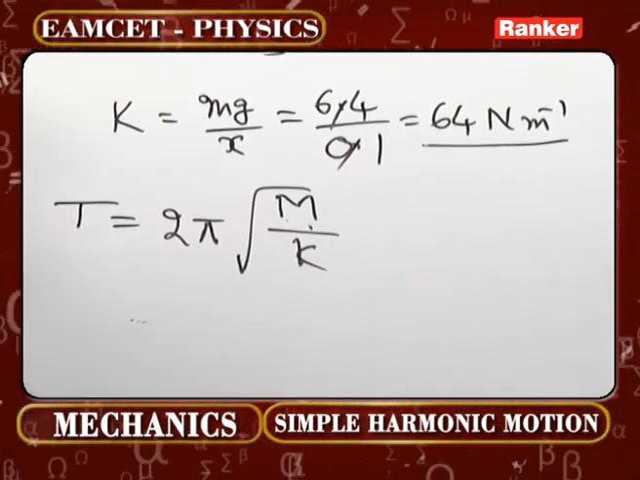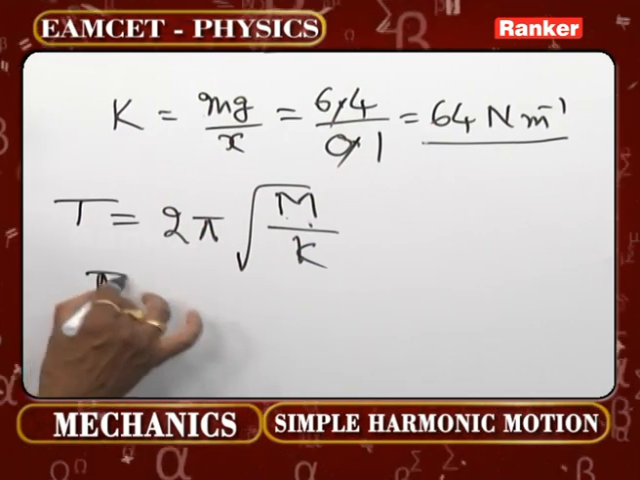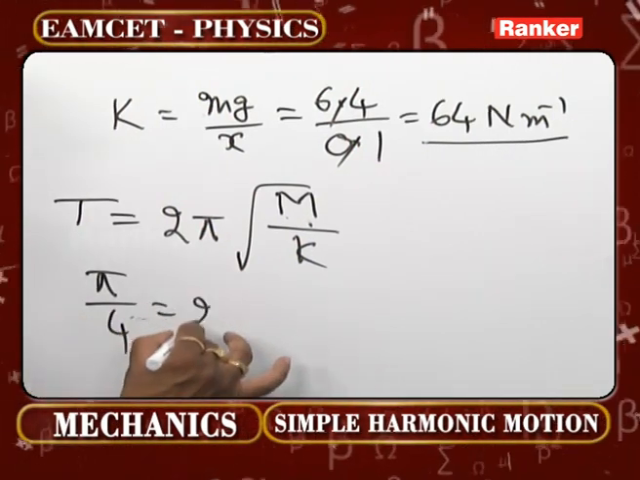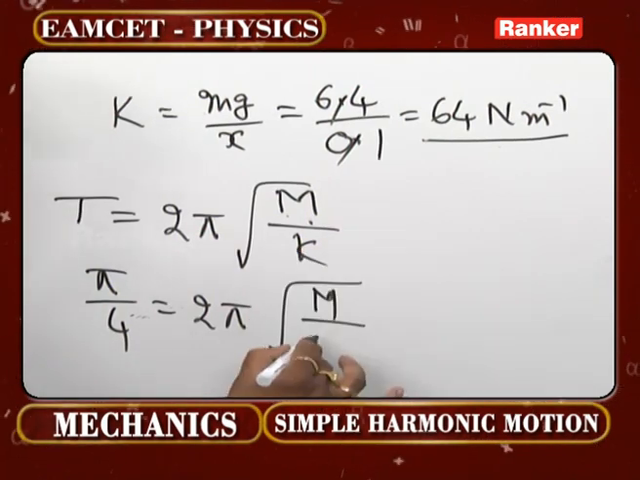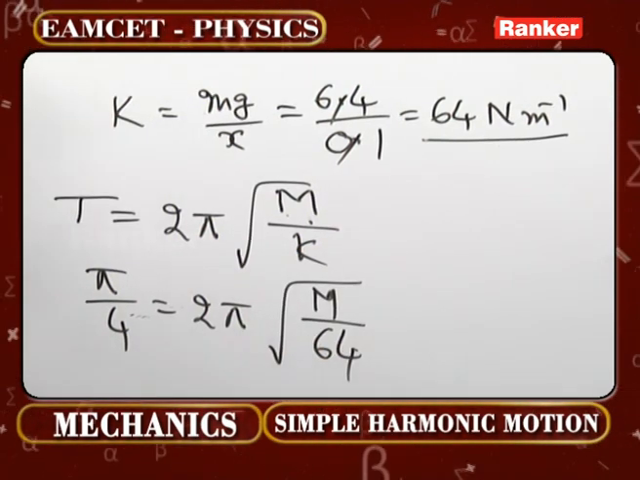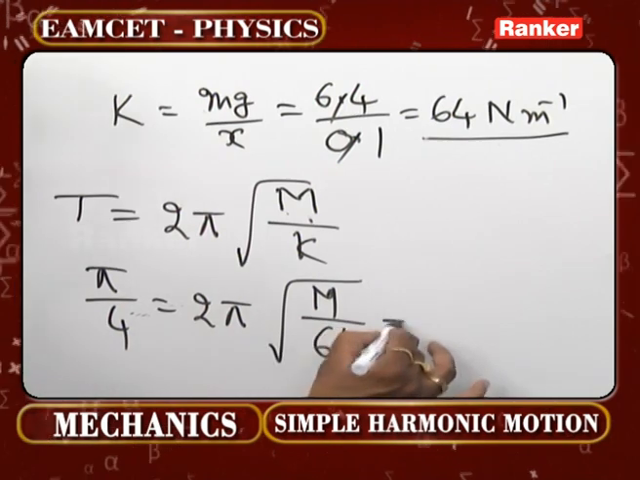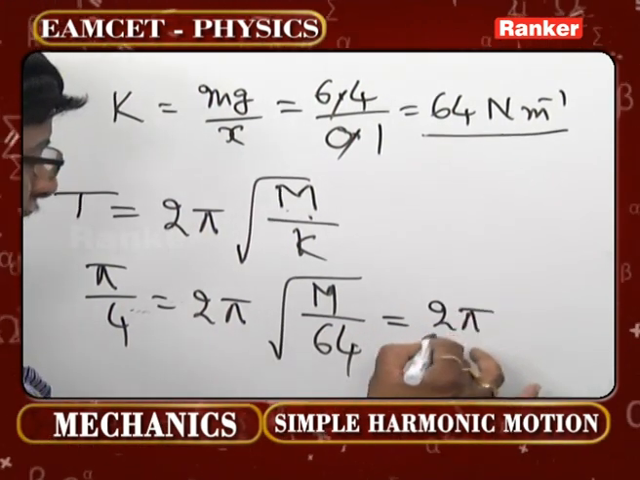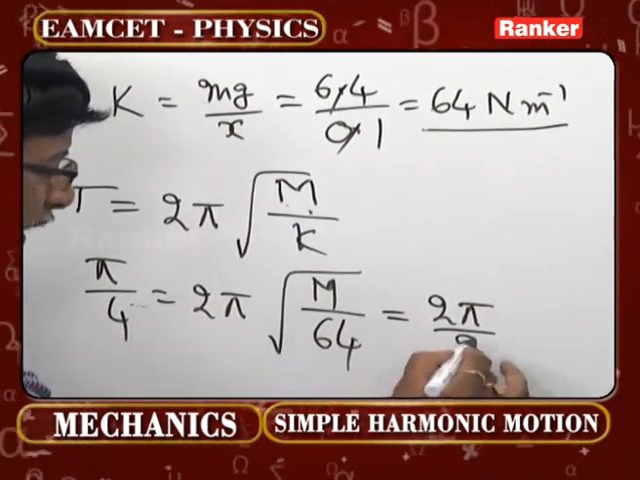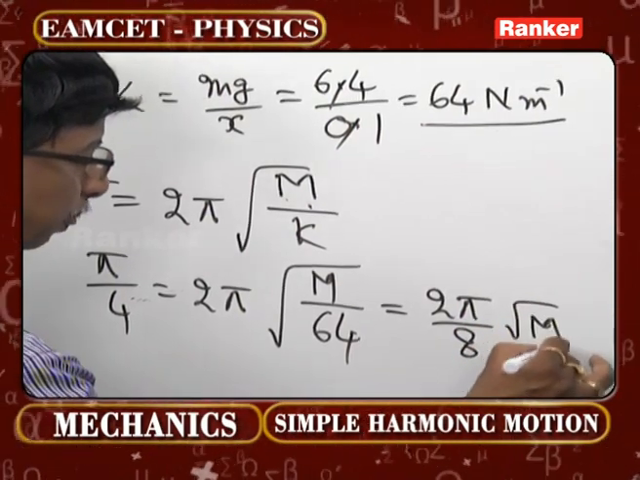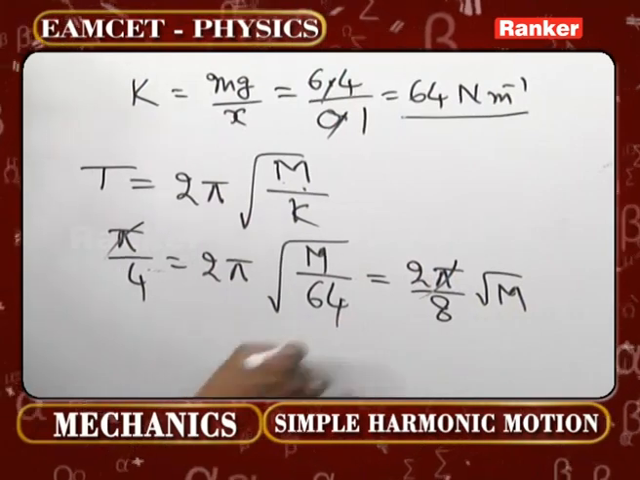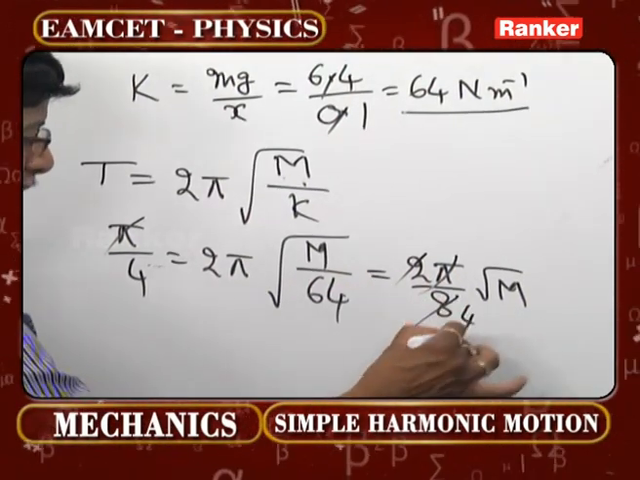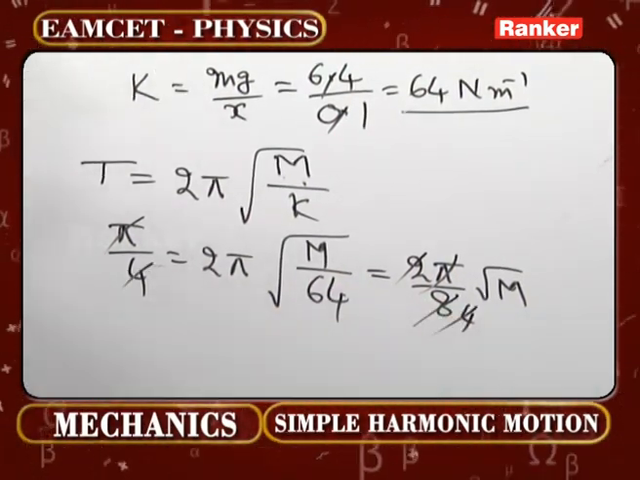Now T must be how much? It is given pi by 4. Fine. It is equal to 2 pi under root m by k. That value we have already calculated as 64. Then what will you get? 2 pi by root 64 is 8 into root m. This is the concept. Now pi gets cancelled, 2 goes here 4 times, 4 and 4 also get cancelled.